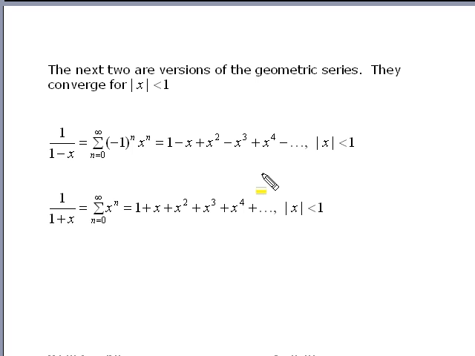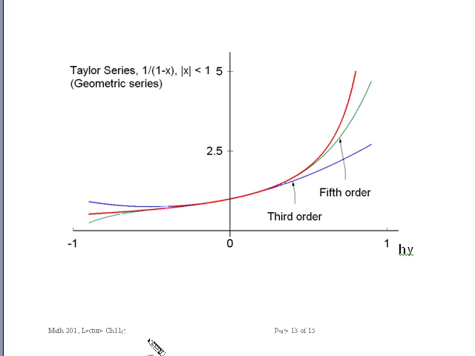The next two series are versions of the geometric series. They converge for absolute value of x strictly less than 1. We have here 1 over 1 minus x and 1 over 1 plus x. It's easy to see how to get from one to the other. Let's look a little bit at this convergence. So we have the Taylor series for 1 over 1 minus x. It converges for absolute value of x strictly less than 1.